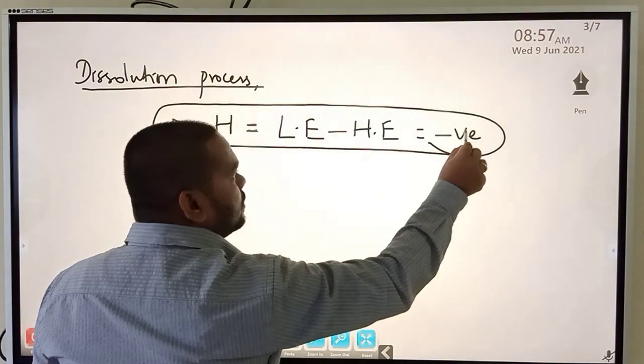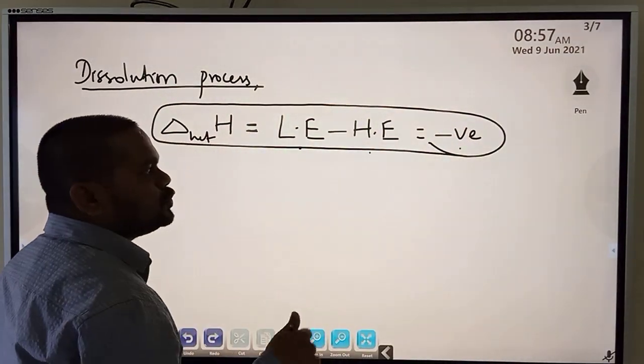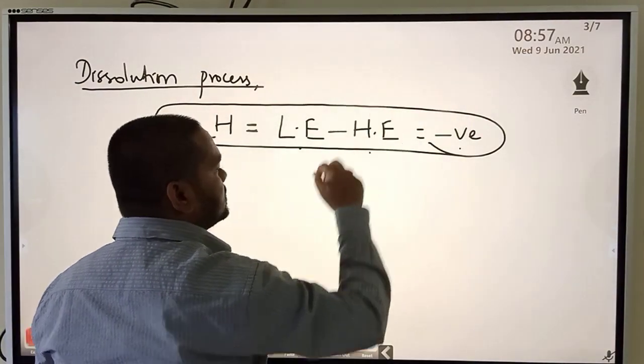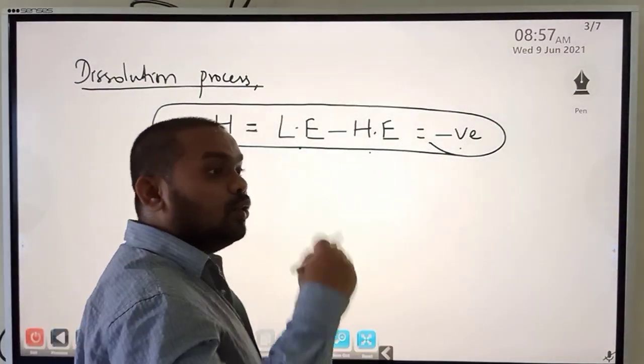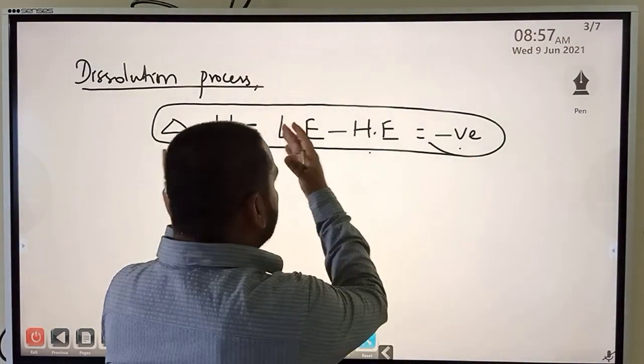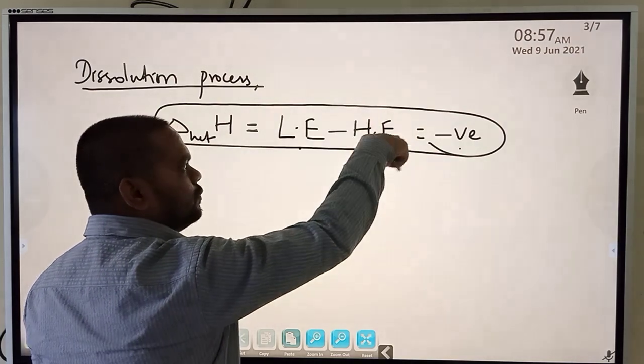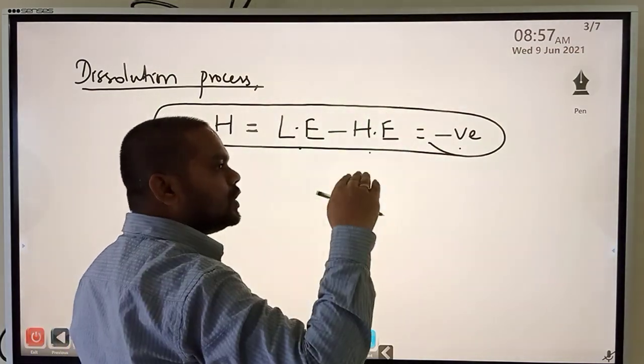Now the question: for it to be negative, out of this factor and this factor, let me focus on hydration energy. Should hydration energy be more or less? Question again, for this to be ultimately negative, should this value be higher or lesser?